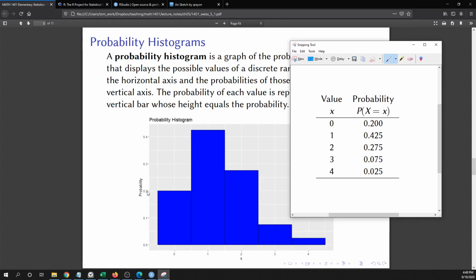So the probability of 0 was 0.2. The probability of 1 was 0.425. Probability of 2 was 0.275. Probability of a 3 was 0.075. And the probability of a 4 was 0.025. So we can see it's just basically a graph of this probability distribution.